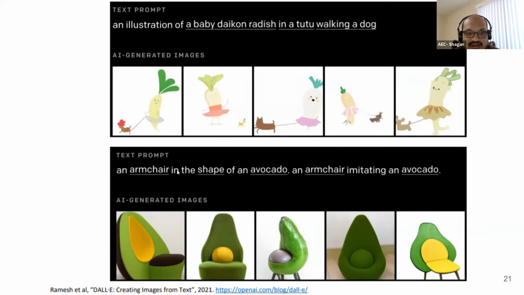So the bottom one, an armchair in the shape of an avocado, an armchair imitating an avocado. So the model actually generated these nice looking images. So it's not just always about science and engineering and technology, but sometimes it's about fun as well. So the AI can generate these beautiful, cute looking images for us to look and enjoy as well. I think, yeah, that's all I had.